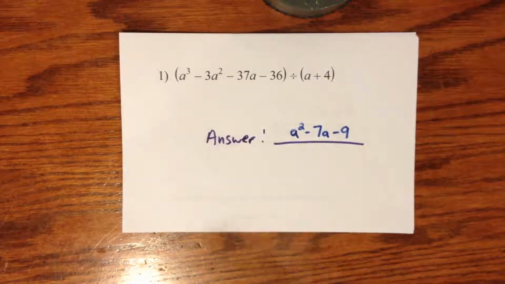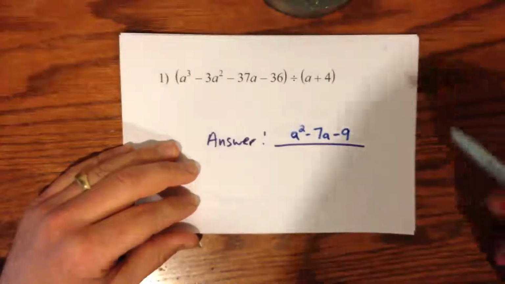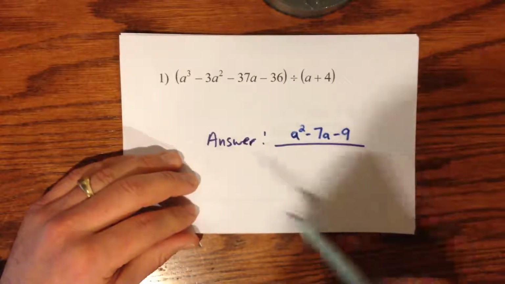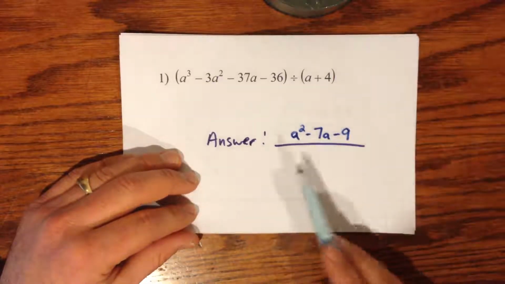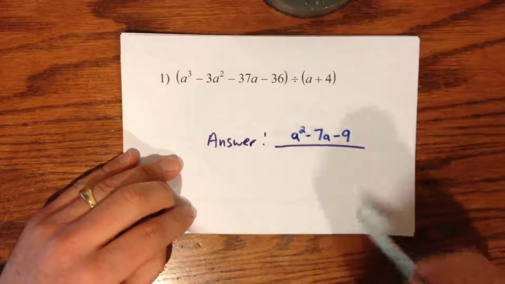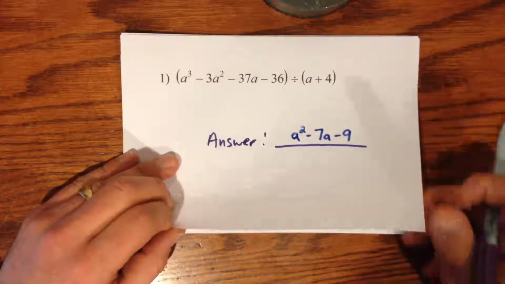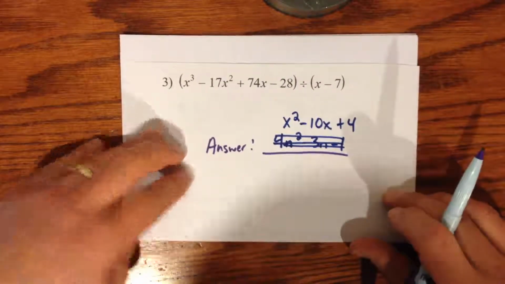Okay, I'm going to go over the homework problems, the odds in the packet, in doing long division. So number 1 and 3 we did in class, so that's what you should have had as an answer if you weren't there on Friday. Write this down and try to work towards that answer. Number 3, there's the answer.